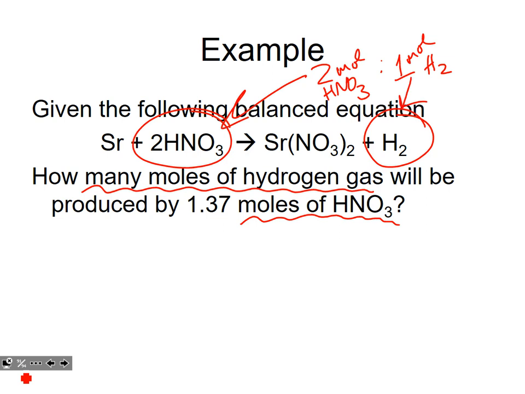First step is to identify the coefficient ratio that we want to use, because there are other things in this equation. There's the strontium here, we're not using that. There's the strontium nitrate, we're not using that. This problem isn't asking about that. We're going to focus on the 2 to 1 ratio.